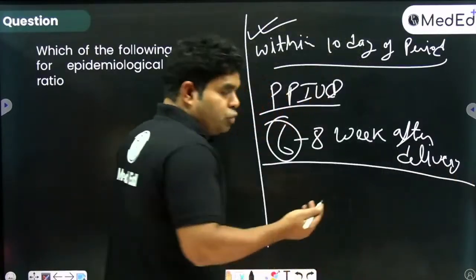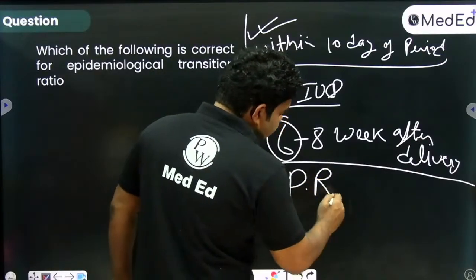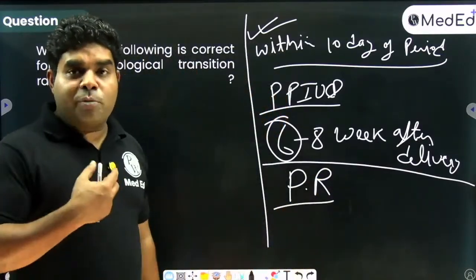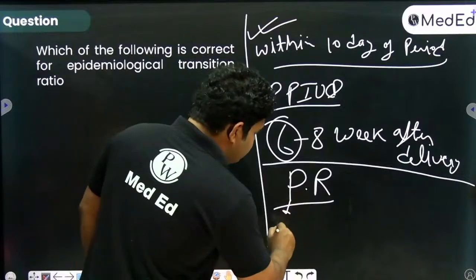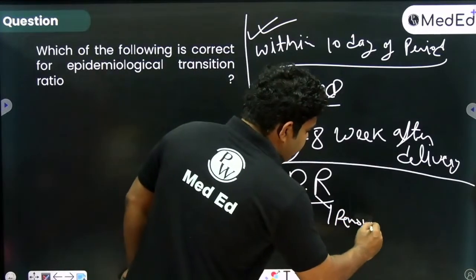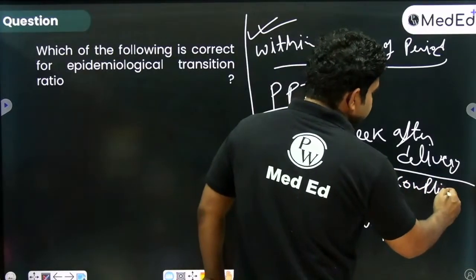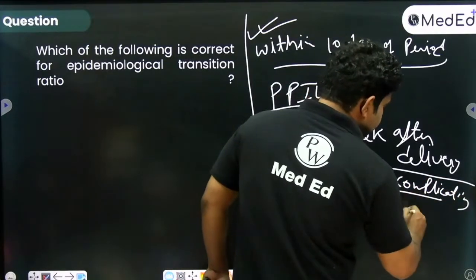And what is the most common complication of IUCD? So the mnemonic is PR, just like per rectal examination or PR. Pain is the most common cause of removal. Pain leads to removal. But what is the most common complication? The most common complication is bleeding. So most common is bleeding.